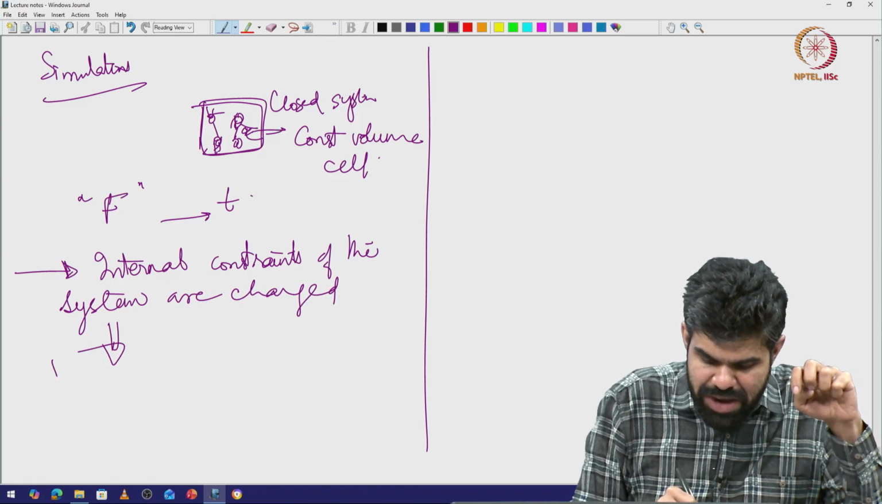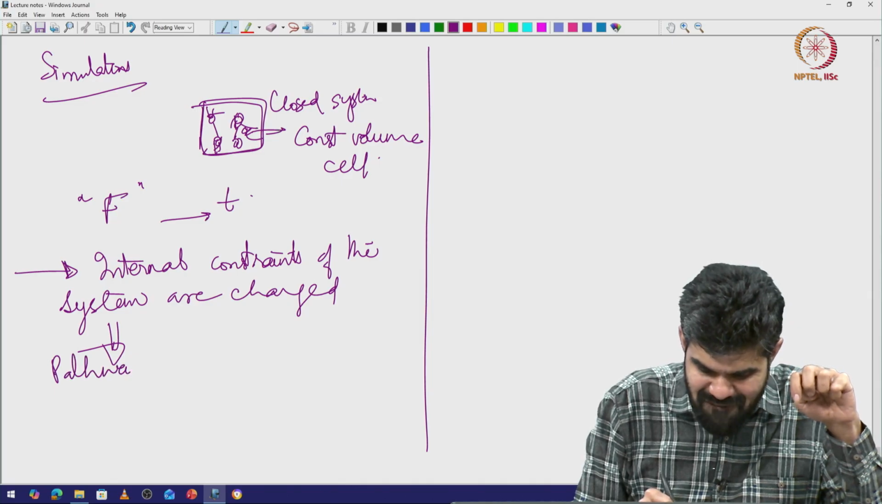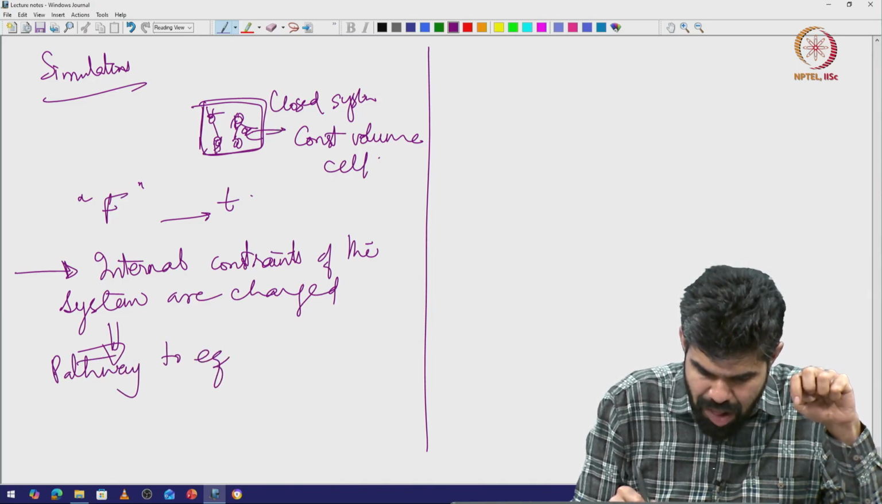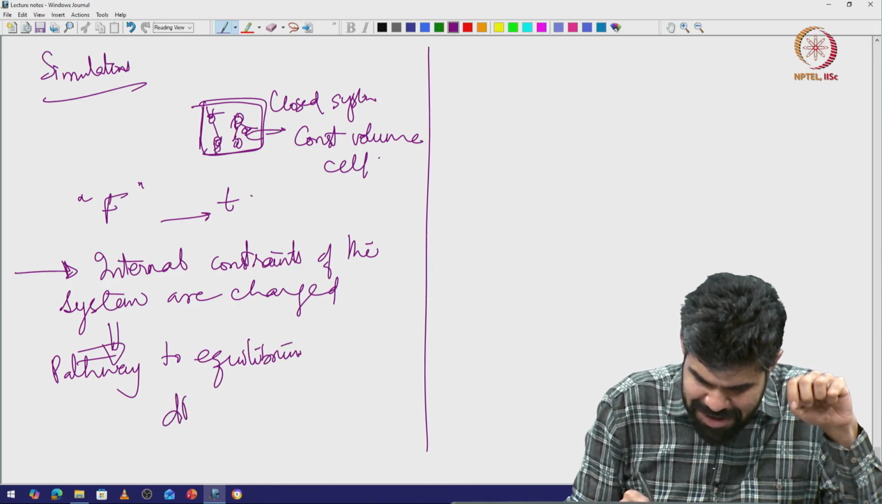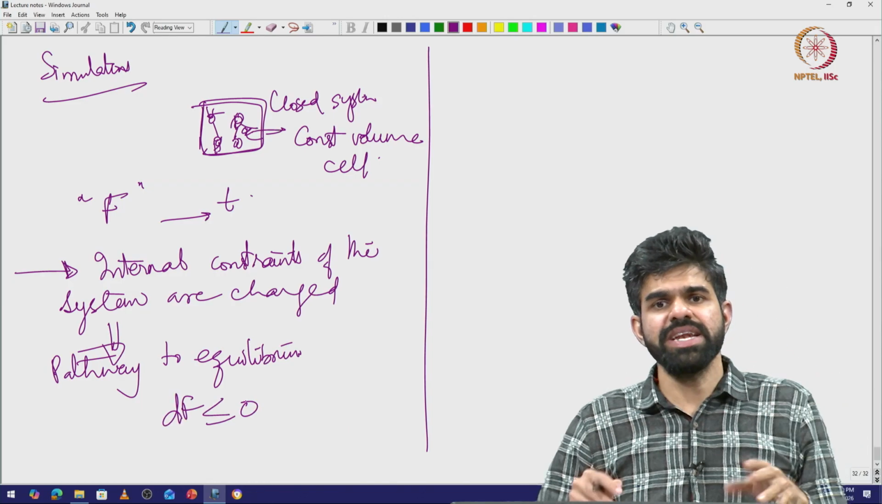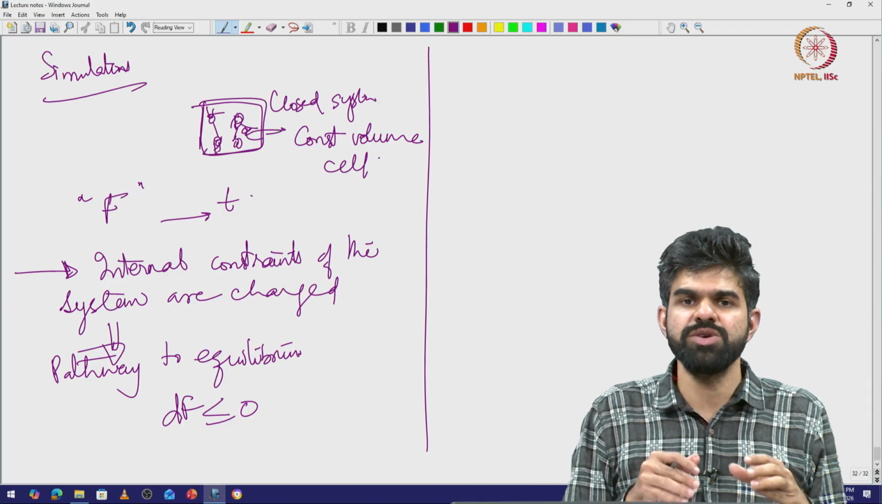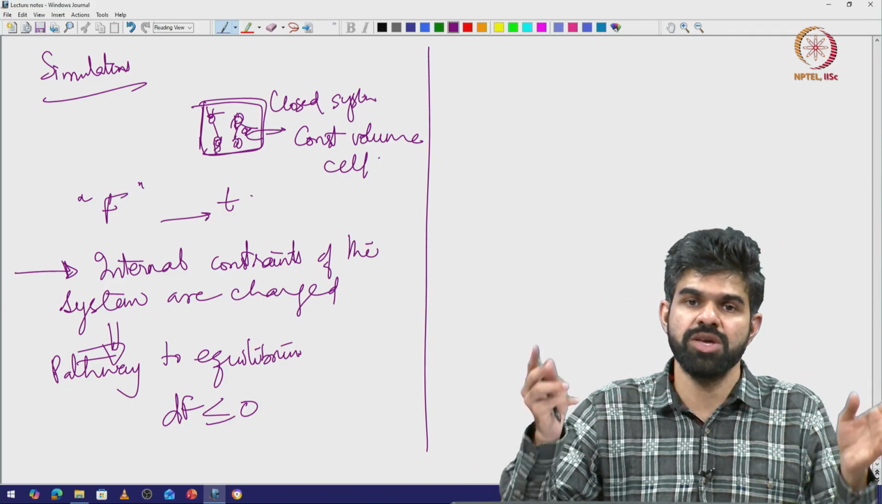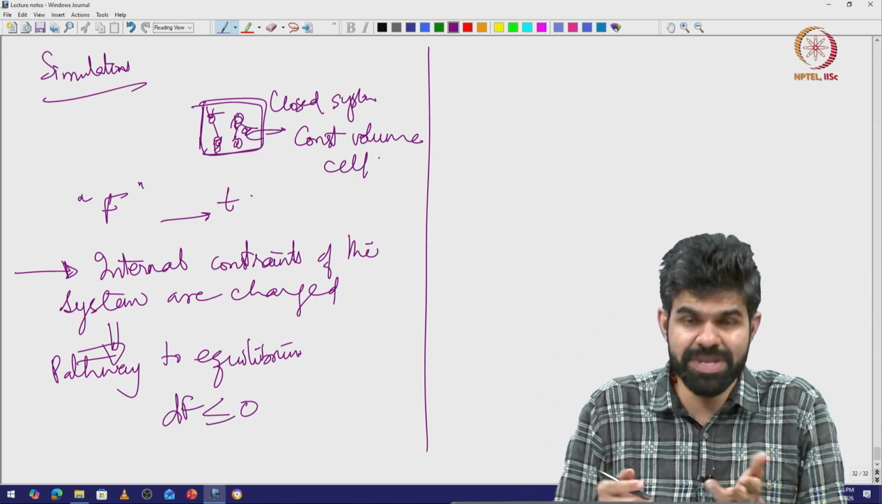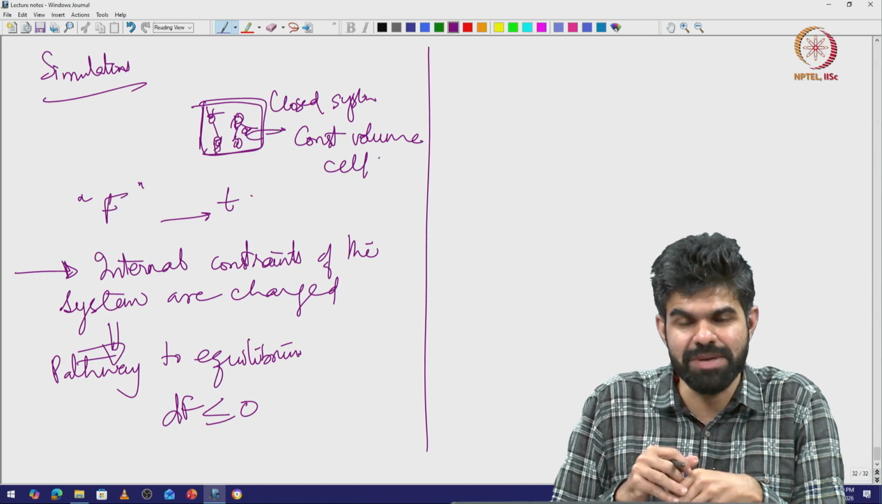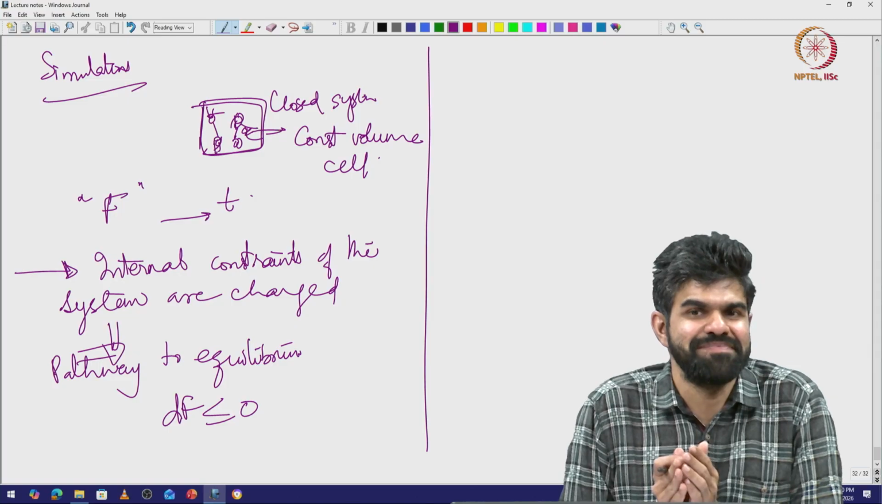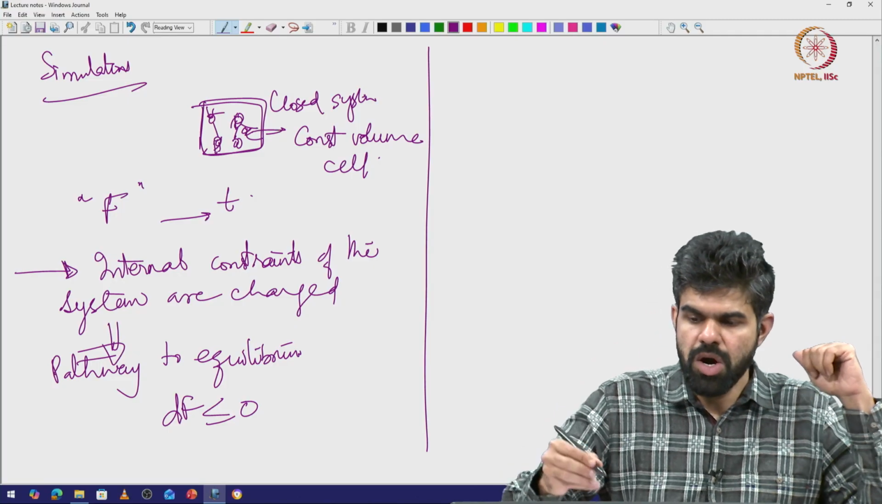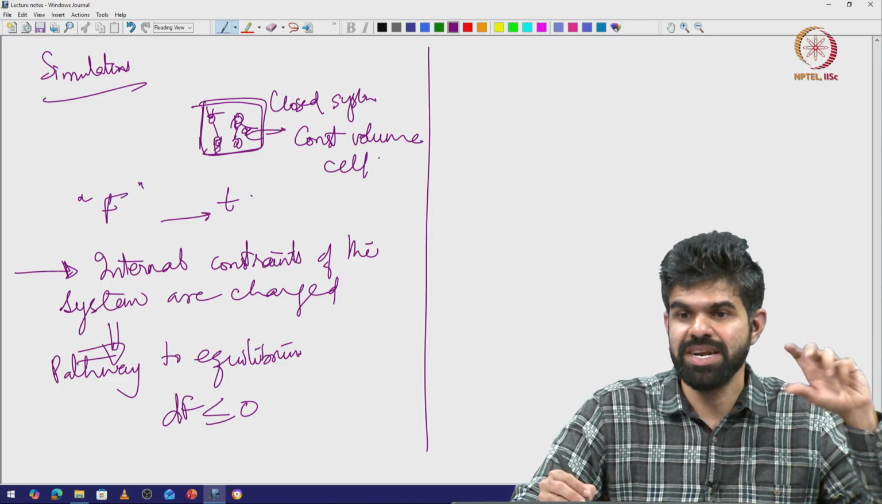then the pathway to equilibrium is always given as dF is less than or equal to 0. Just like for an isolated system, the pathway to equilibrium is always given as dS is greater than or equal to 0. Okay, so that is the second law of thermodynamics. This is a derivative of the second law of thermodynamics, just looking at the system, not the surroundings. That is if I relax the internal constraints.